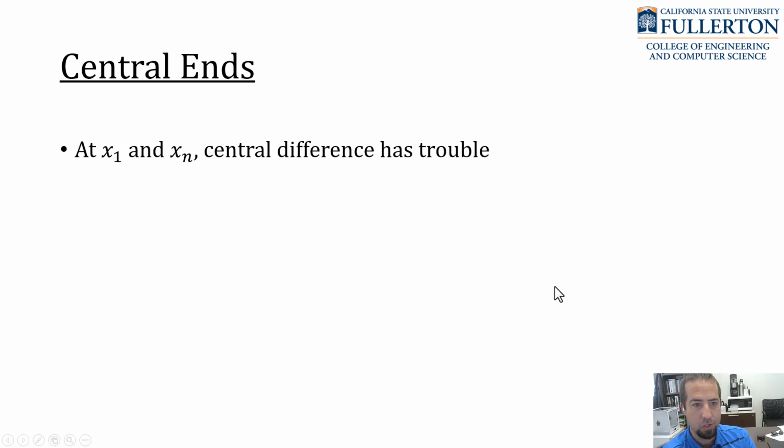But with the central difference, we run into trouble, particularly at x1. At the initial point, we can't look backwards from x1. We don't know what's going on. There is no x0. And at the ending point, xn, we can't look forwards. There is no xn plus 1 if you're at the last element in x.